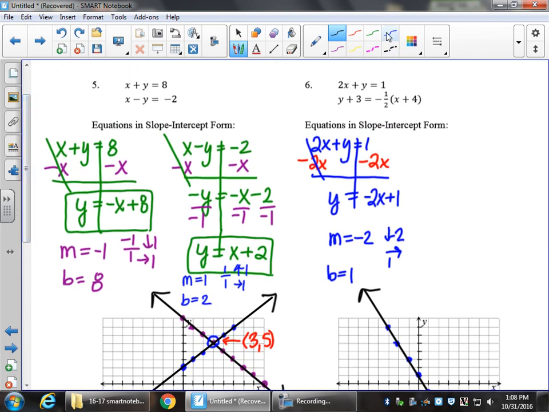Our second equation, y plus 3 equals negative 1/2 times x plus 4. Go ahead and pause. My hint to you is we're going to distribute negative 1/2. Pause and give it a shot.